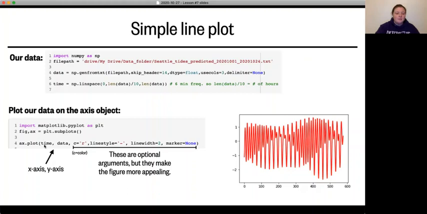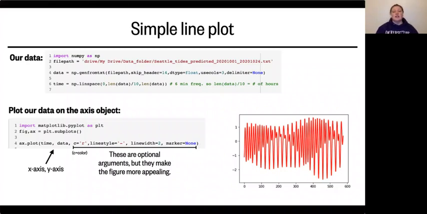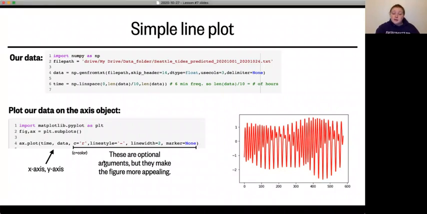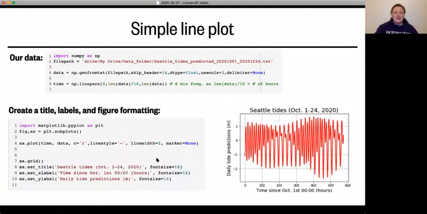We give it time on the x-axis and our data on the y-axis, and then we have a few customizable options here. I've set the color to red, and the line style is just a solid line. The line width is 2, and I haven't given it a marker, meaning that each point doesn't have something on it. It's just a line connecting everything. These are optional and changeable, but they do tend to make the figure more appealing and present better, depending on what you're trying to highlight in your data. So we've put the data on the figure, but the plot isn't done yet. We still have to create a title, labels, and format the figure a little bit.